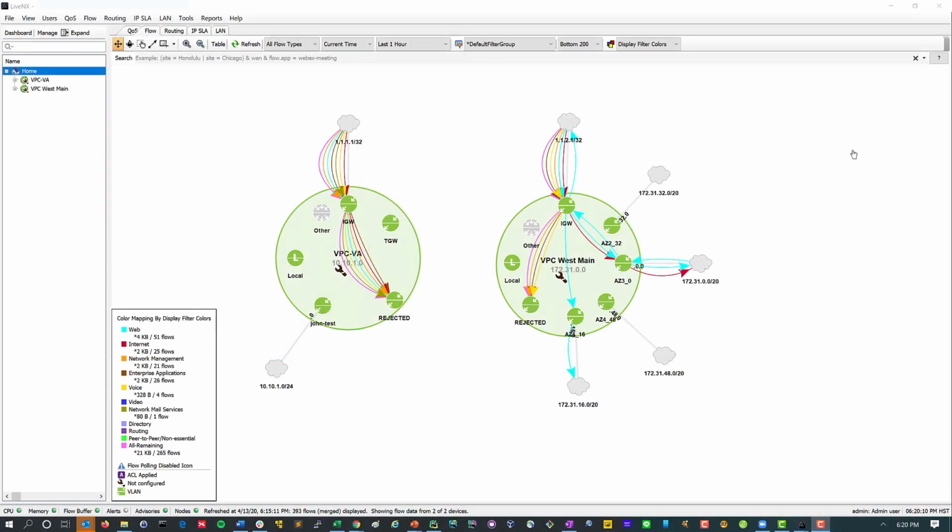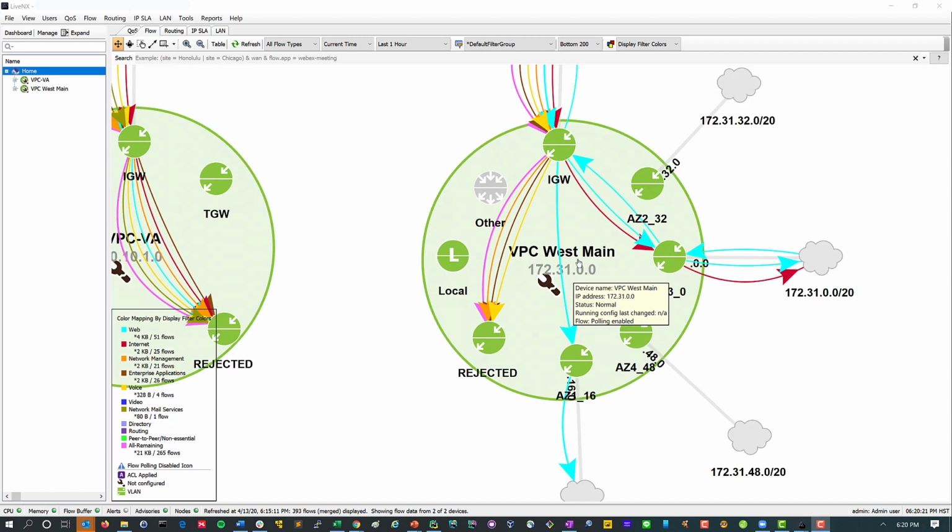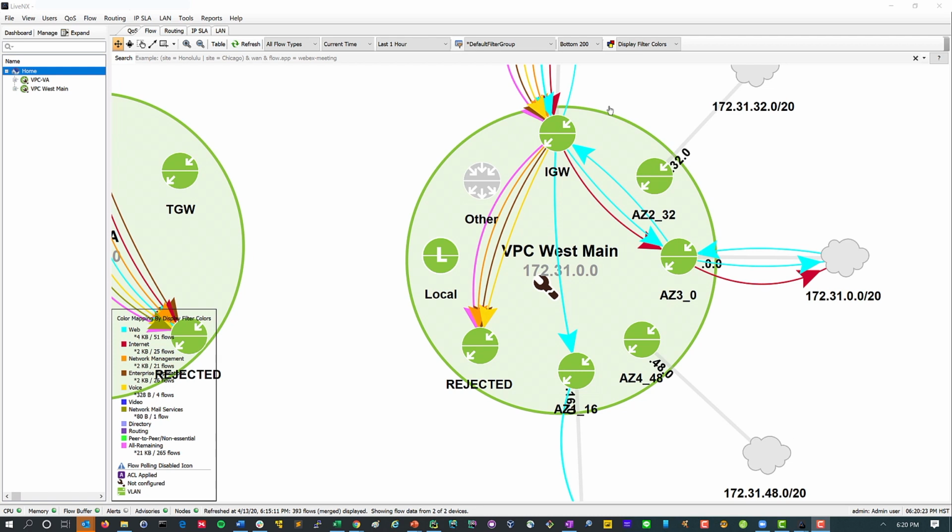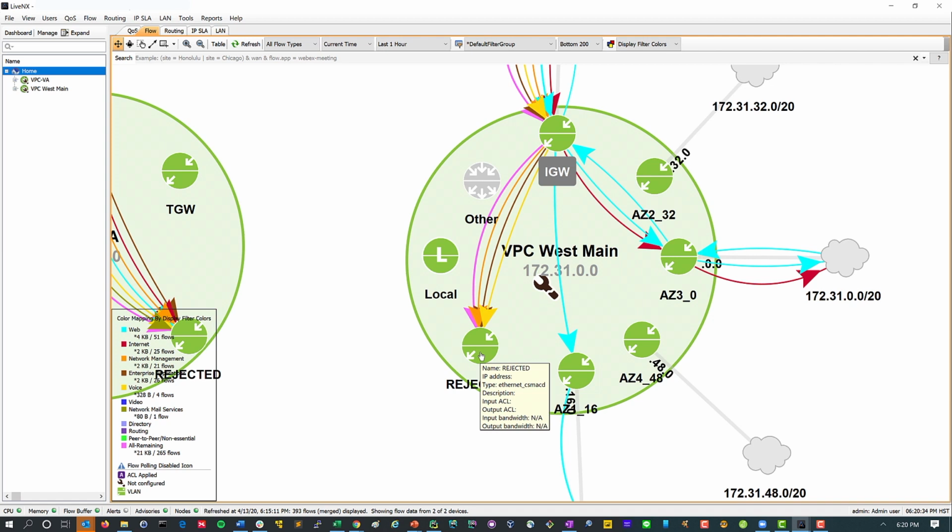So here in the LiveNX engineering console view, we're looking at two VPCs, one from Virginia and one from VPC West. And we're going to take a look a little bit closer into the West. You'll notice that it actually maps the VPC and all the different subnets. So at the top, you'll see the internet gateway, and then you'll see various subnets that are connected to this VPC, including the rejected interface here. The rejected interface pretty much tells you what the security group policy is doing in terms of rejecting inbound traffic. So we want to investigate this a little bit further.